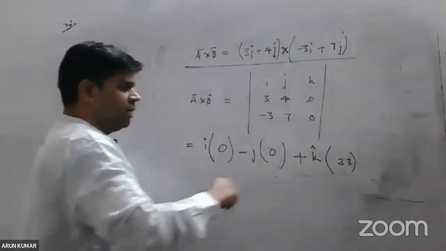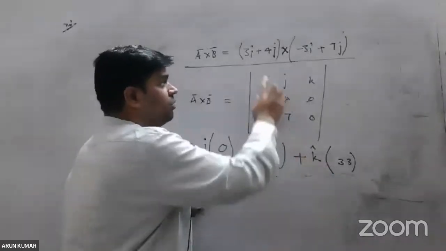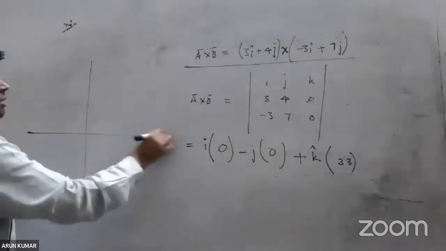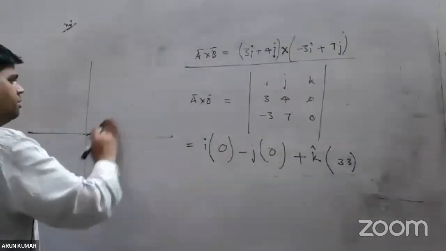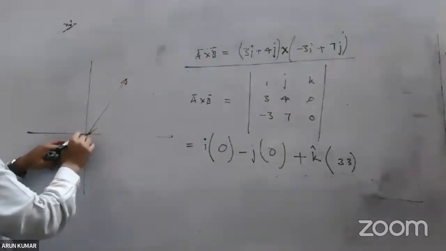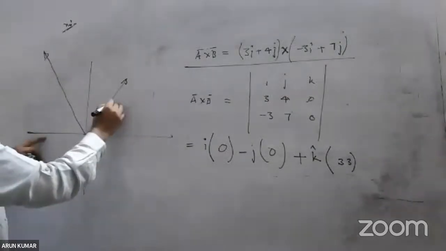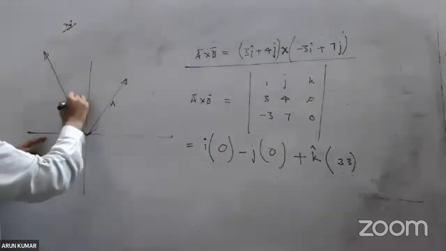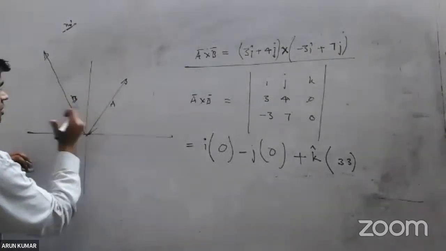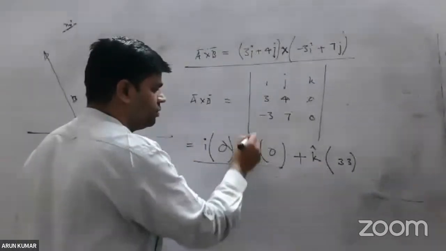Now look at this, students. Without even doing this, I could only say that it is k cap. Why? Because it's lying in the xy plane. These two vectors, 3i cap plus 4j cap and minus 3i cap plus 7j cap, are two vectors A and B, and they are lying in the xy plane. So the direction of the cross product will be k cap. That's why I'm only getting k cap. So this is anyway becoming 0.